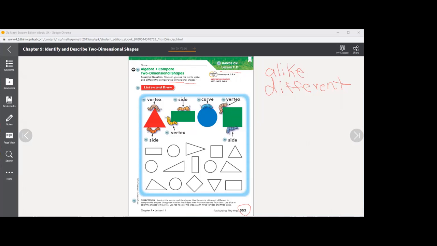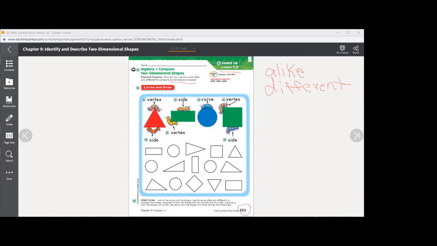Different means that something's different about them, okay? Something is not the same, okay? So we're gonna look at all these shapes, so triangle, rectangle, circle, and square, and see what is the same, alike, or what is different, okay? All right, so look at these little worms right here. And the shapes, okay? We're gonna use the words alike and different to compare the shapes, okay?